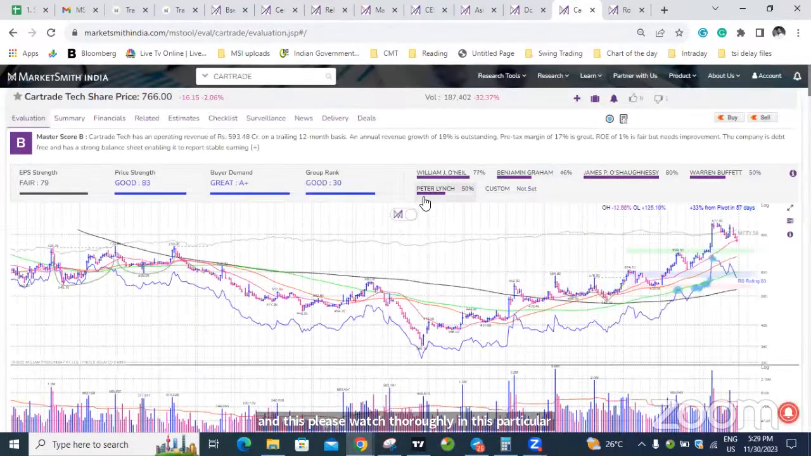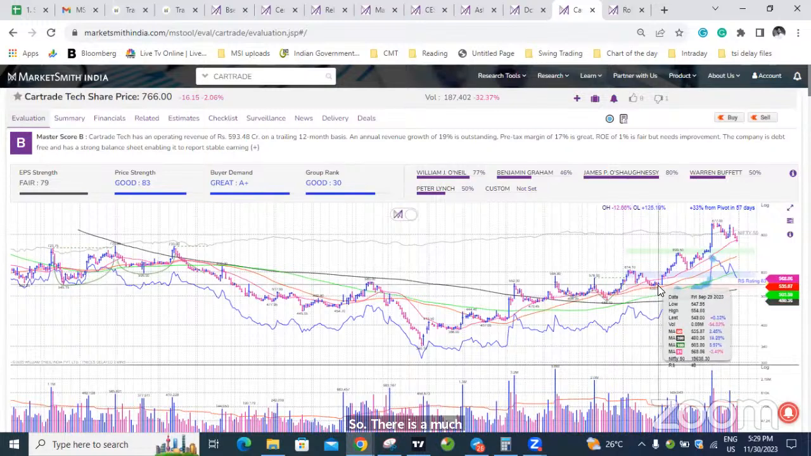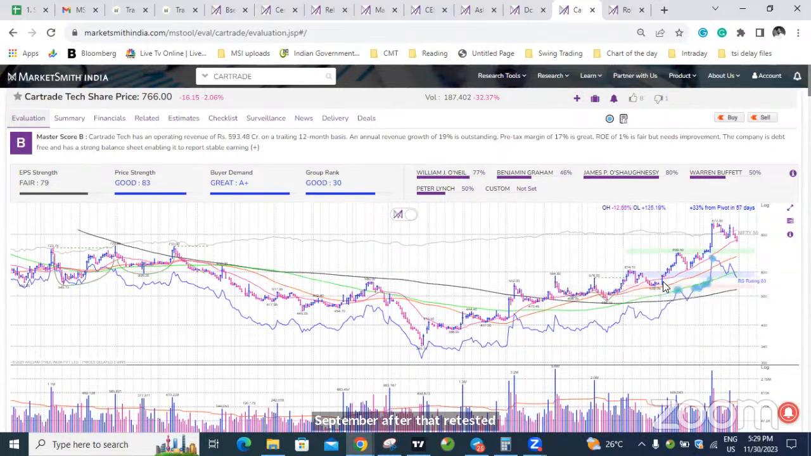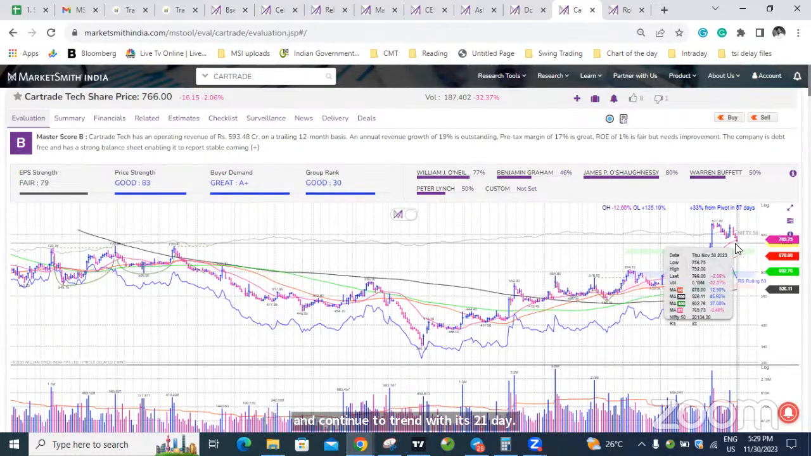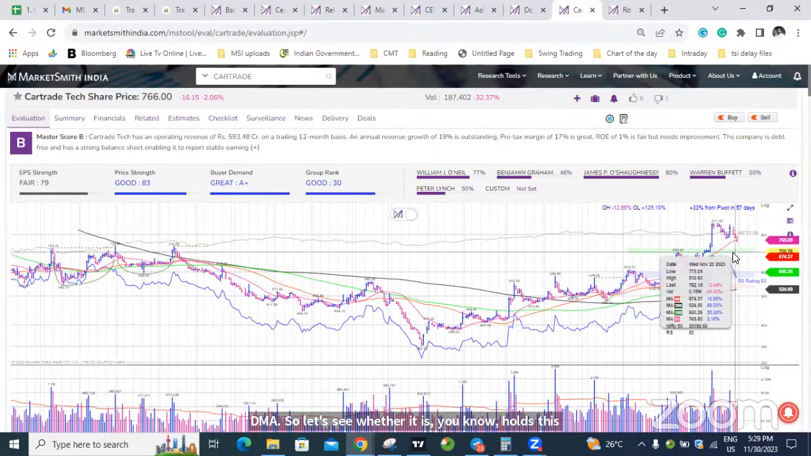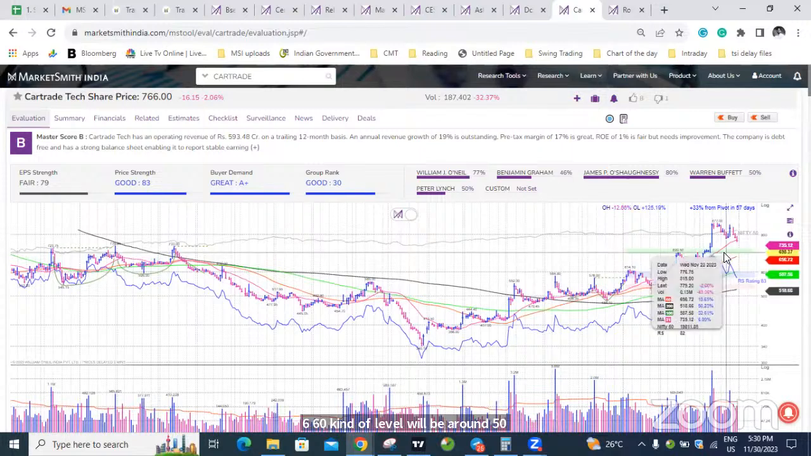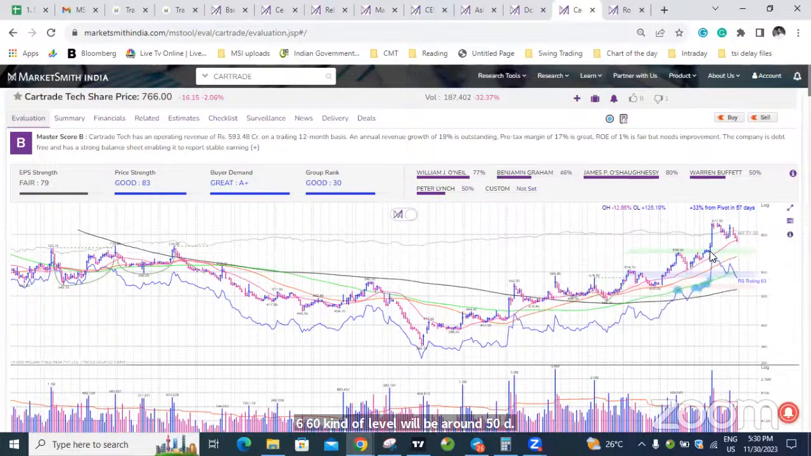And next one is CarTrade. There was an early breakout in September. After that, it retested that breakout level and continued to trend with its 21 DMA. Today it has almost broken that 21 DMA. So let's see whether it holds this 21 DMA or not. If it doesn't hold, then the next support will be somewhere around the 670 level, where there was an earlier breakout level with consolidation, and much lower, the 660 level will be around the 50 DMA. So 660, 670 will be the major support level for this particular stock. A fresh position can be avoided right now.